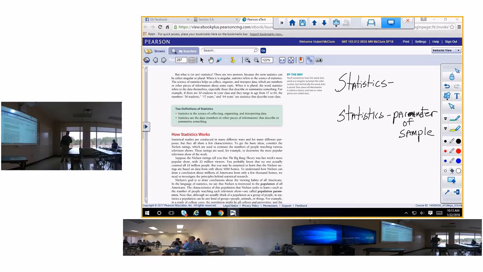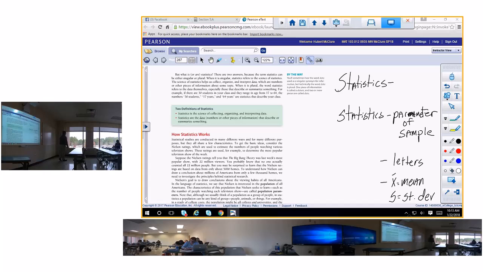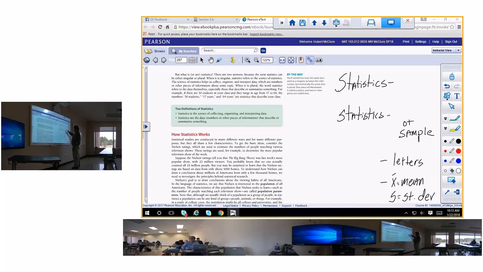A statistic is a parameter of the sample. A statistic is usually written in terms of letters, like X bar for the mean and S for the standard deviation. Now, why do you need to know it? Is it beneficial for you to pass this class? No. The main reason you need to know the difference between a parameter and a statistic is because, let me change this word, variable.